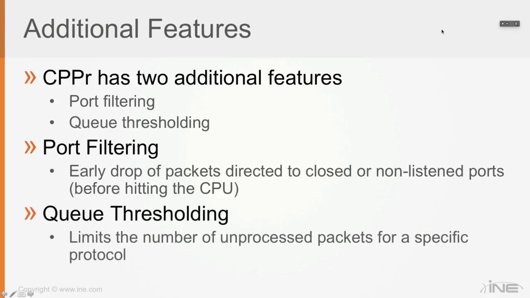And queue thresholding is meant to limit the number of unprocessed packets for a specific protocol, which means how many packets destined to the router's CPU, which have been unprocessed, can I allow to stay in the queue. So it's a further enhancement to also limit, not only to do input policing to control which traffic is allowed to be destined to the router CPU, and so what kind of traffic, like BGP, and how many packets per second, but also how many packets can I keep in the queue.